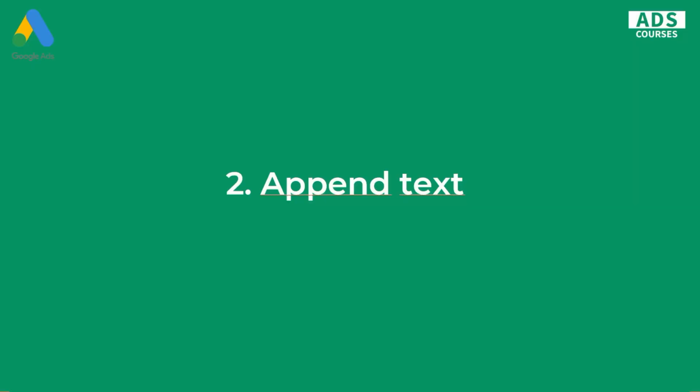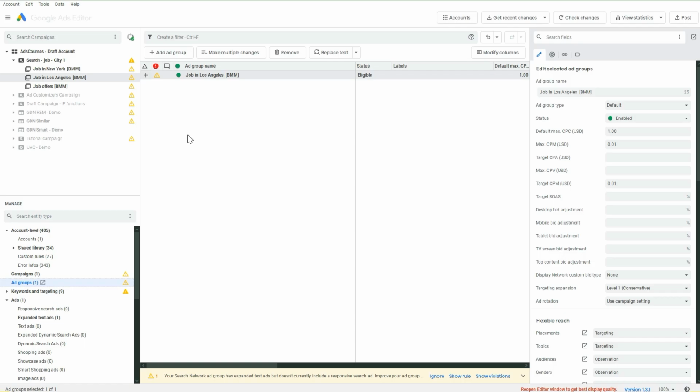Okay, so the next one is append text. It's similar to replace text, but of course different. I will show you now some examples. For example, you can use append text to add something before the name of the element or after the name of the element, right?